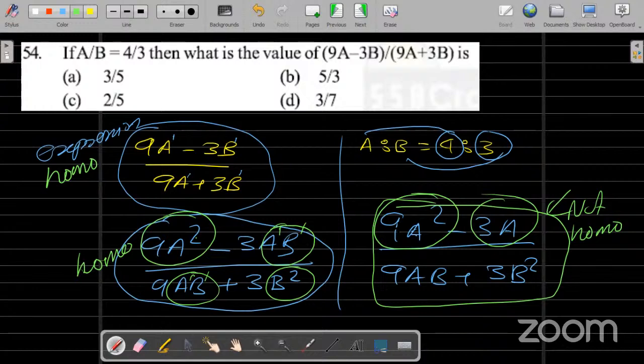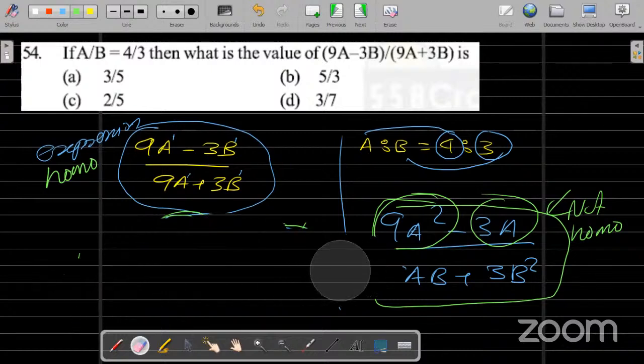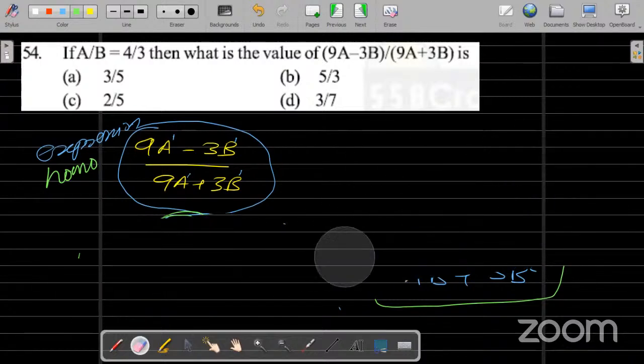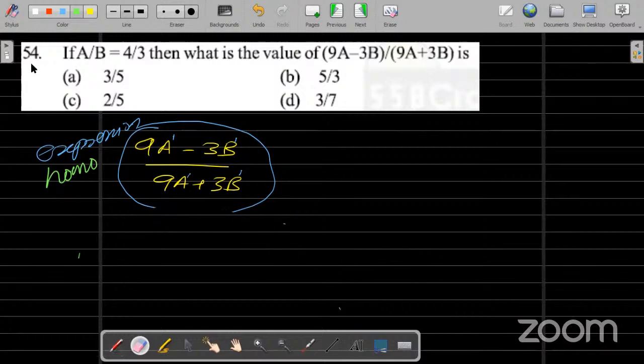So, if a homogeneous expression needs to be identified, just put A equals 3, A equals 4 and B equals 3 from the given example. So, here A is 4 and B is 3. Put A equals 4 and B equals 3. Then what am I getting?